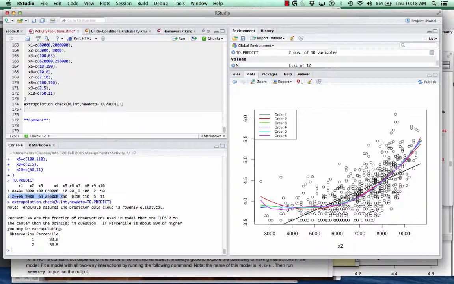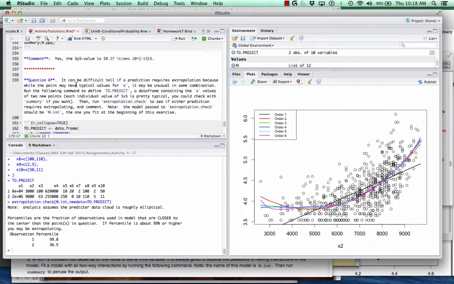Now, individual number 2 here, if I look at the number here, it's 36.5. So that means it's only farther away than 36.5% of the data values used to build that model. And so it's really not all that far away. There's probably other combinations of x's that were seen when building that model. They're fairly similar. So I wouldn't be too worried about extrapolation here.